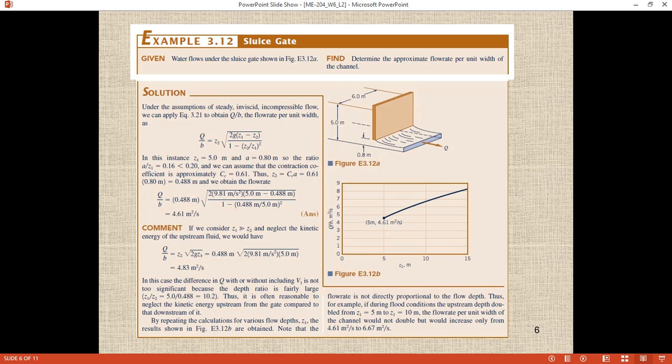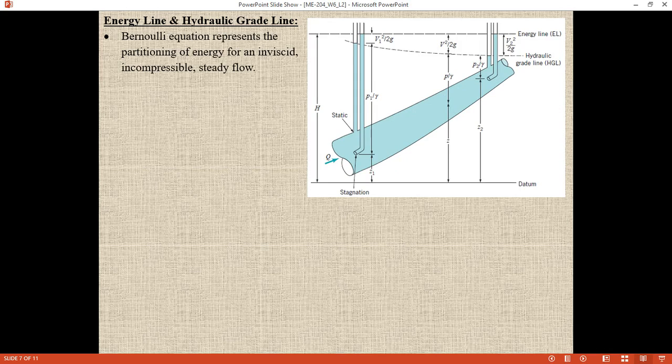Now let's start the third topic of today, that is energy and hydraulic grade lines. Now, the energy grade line, what exactly is it? This is all about the Bernoulli equation. The Bernoulli equation represents the partitioning of energy for an inviscid, incompressible and steady flow. So basically the Bernoulli equation separates three types of energy.